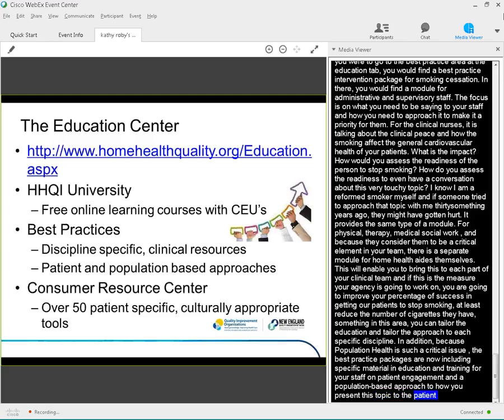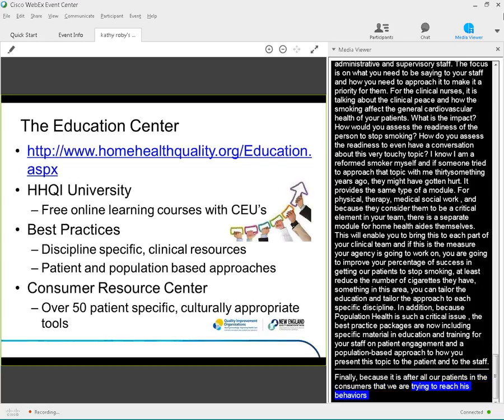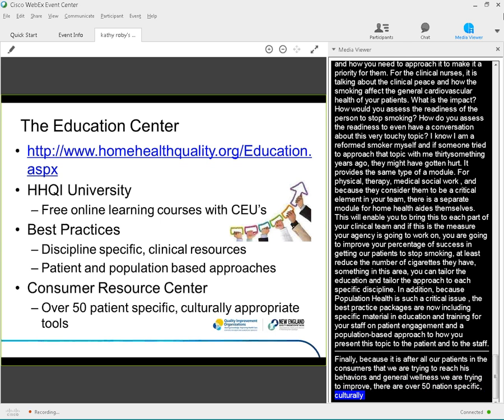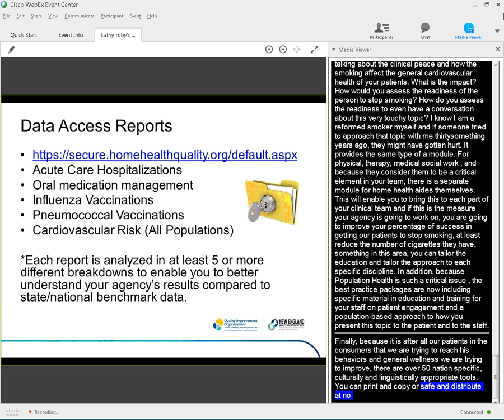And finally, because it is, after all, our patients, the consumers, that we are trying to reach, whose behaviors and general wellness we are trying to improve, there are over 50 patient-specific, culturally and linguistically appropriate tools that you can print down, copy, save, distribute at no cost to your agency, and they will provide a tremendous amount of material.